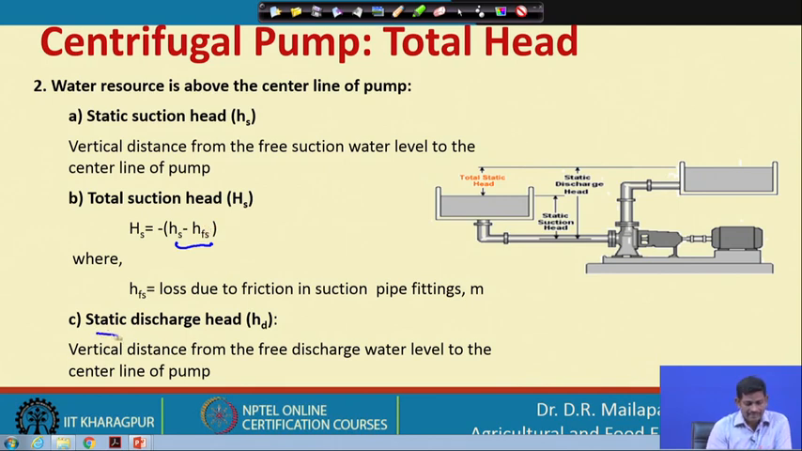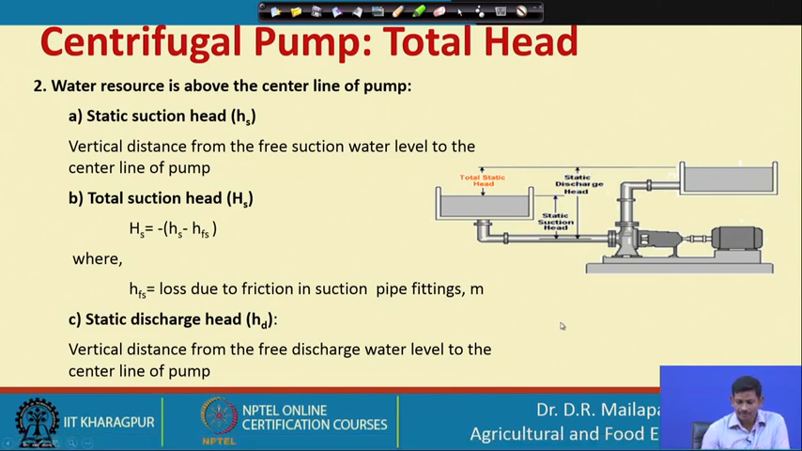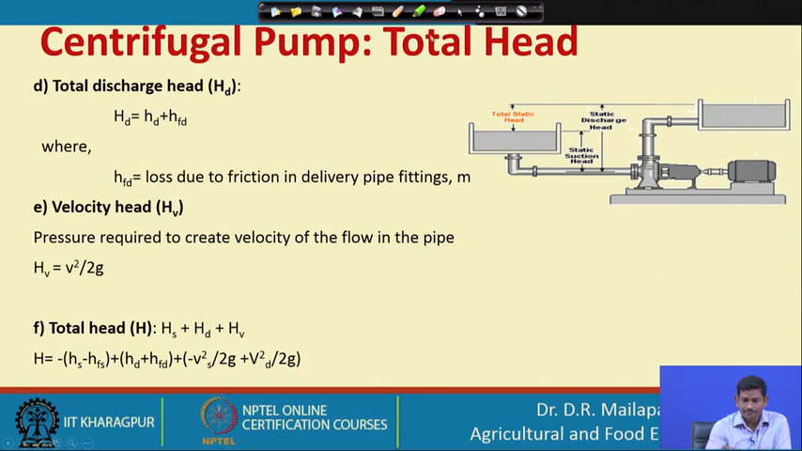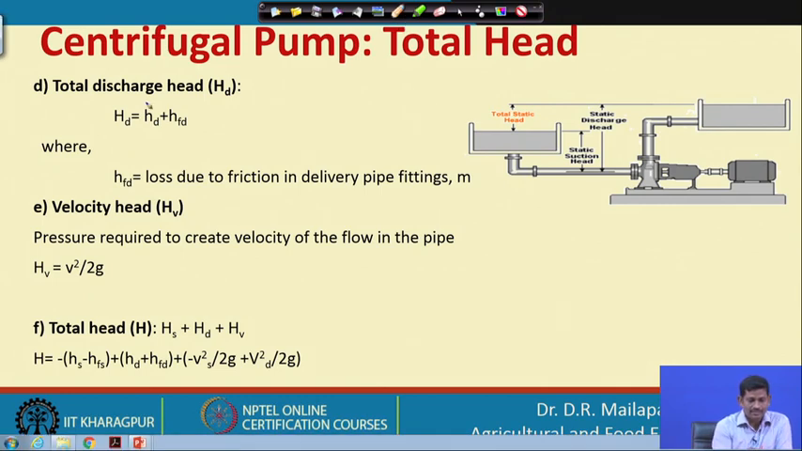Then static discharge head. That is same as before, because we are not changing anything here. So, this will be same. Static discharge is the difference between these two. This is the discharge head and then adding the friction head loss here. Okay. So, then the total discharge is the static discharge head and the friction head loss, and you have to use the velocity head.